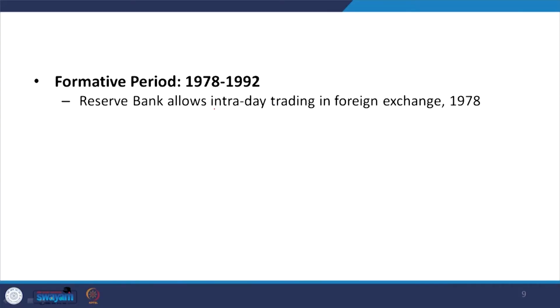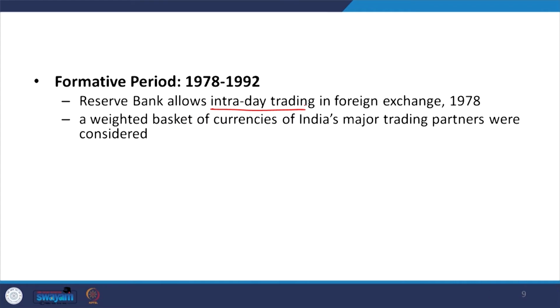The second period is called the formative period, where many changes have been identified, especially from 1978 till 1992. Most importantly, the Reserve Bank allowed intraday trading in the foreign exchange market since 1978. Due to intraday trading, the volume of transactions accelerated, especially from 1978. That is the reason why 1978 has been considered in the second period of evolution.